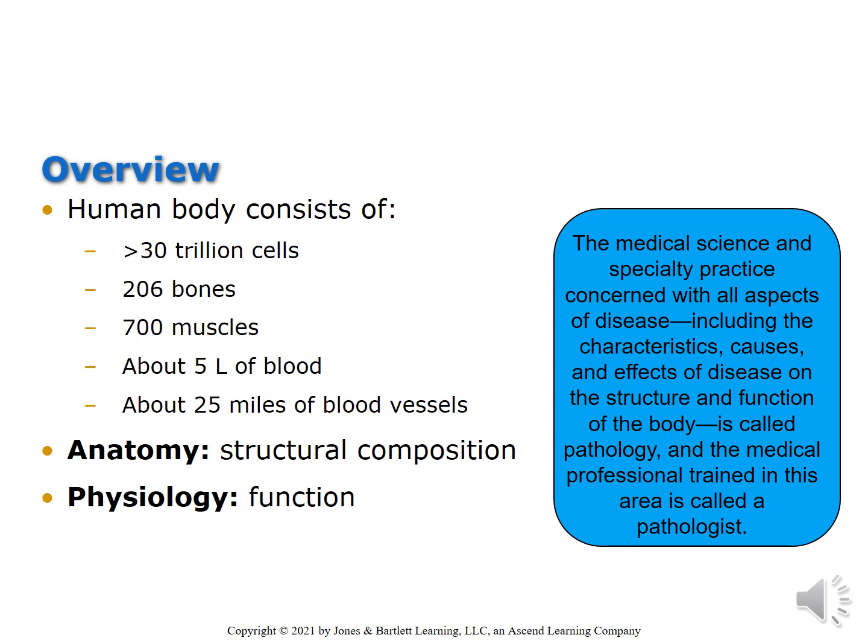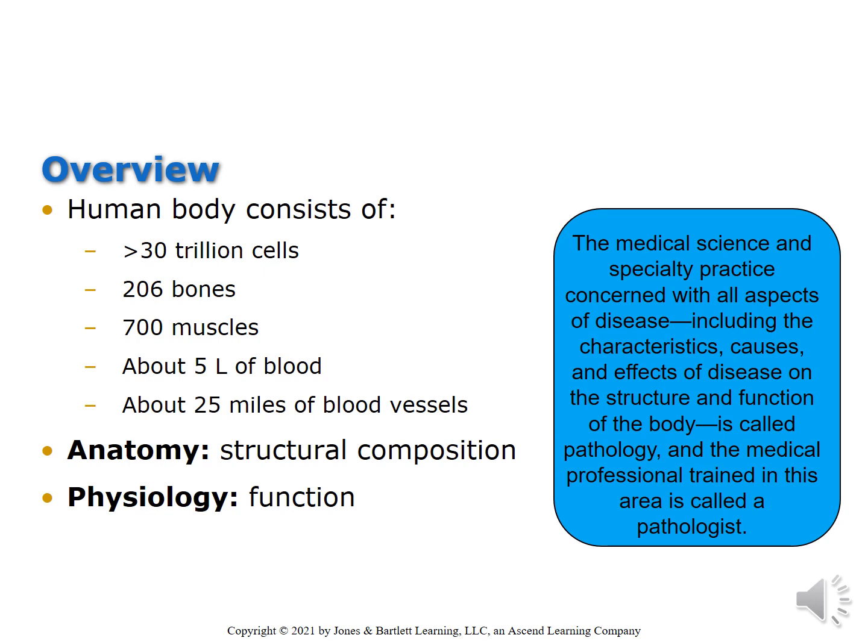So, as it shows here, the human body is an amazing machine. It's composed of over, what it says, 30 trillion cells, 206 bones in the adult skeleton, actually more so in the infant skeleton, 700 different muscles, about anywhere between 5 to 6 liters of blood, depending on your body size, and a surface area of about 25 miles of blood vessels.